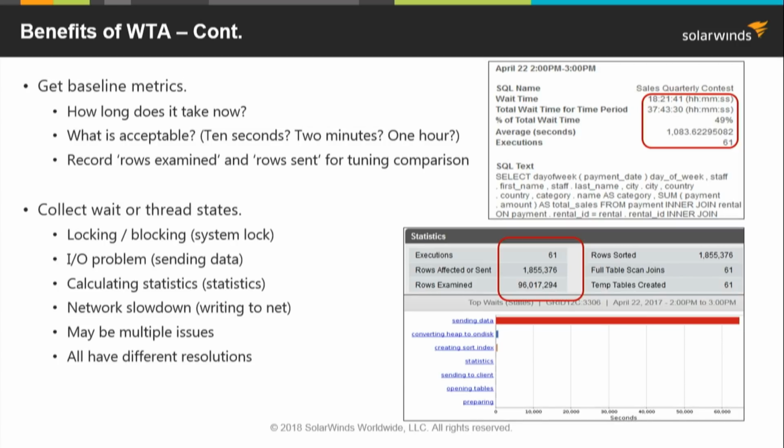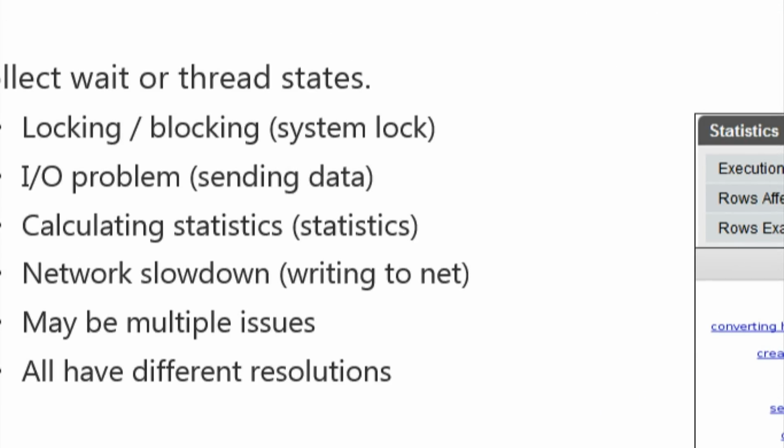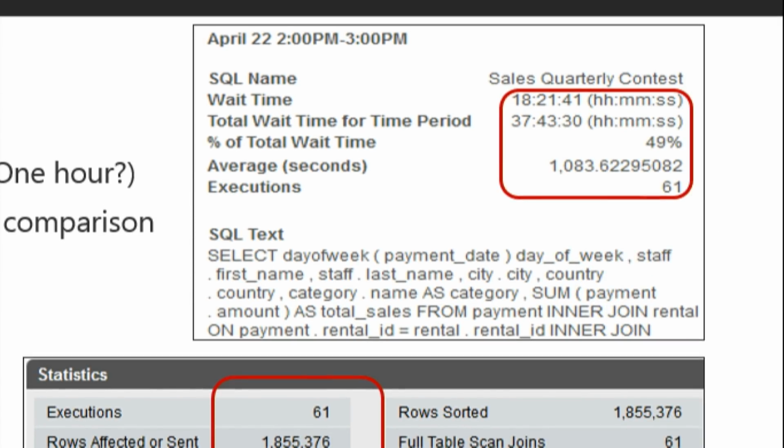So I like to get how long it takes now, and I usually grab the rows examined and the rows sent for comparisons. Because if I can reduce the rows examined with the same amount of rows sent, I know I've improved it. Because after all, what's the slowest component on a computer? I/O, right? If you're going to reduce the amount of I/O you're doing, you're going to speed it up. So with wait time analysis, you can do that because we're collecting the rows examined, rows sent, and number of executions.